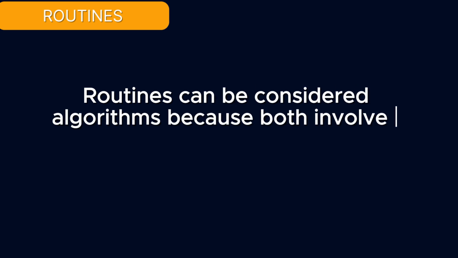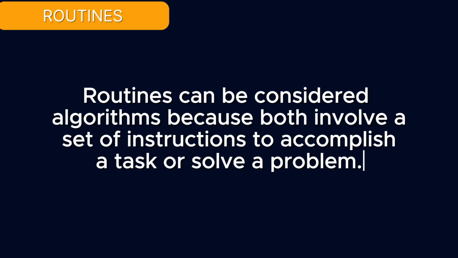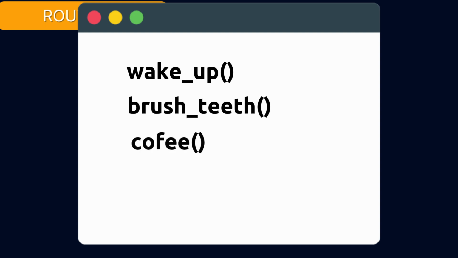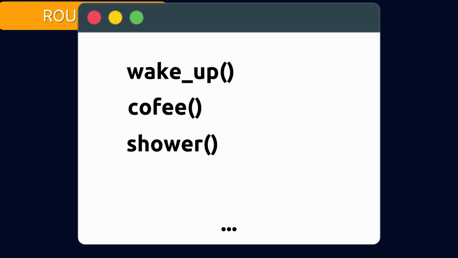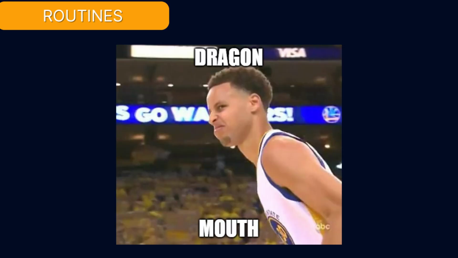In a broader sense, routines can be considered algorithms because both involve a set of instructions to accomplish a task or solve a problem. Want an example? Your morning routine. You wake up, brush your teeth, have coffee, take a shower, and so on. If you change the order, the outcome might be different, like leaving the house without brushing your teeth. Don't do that, or they'll call you Dragon Mouth.